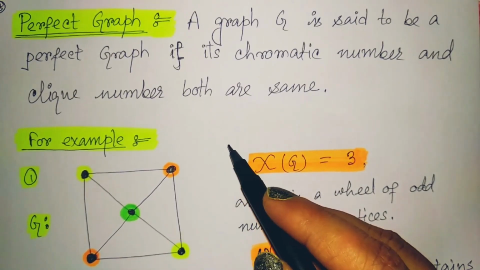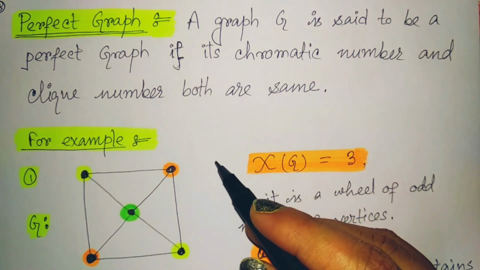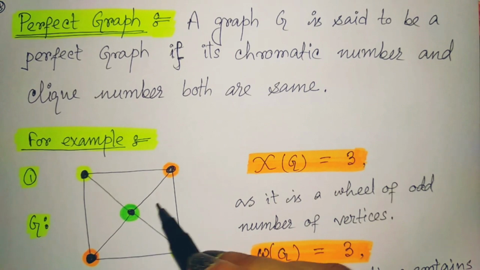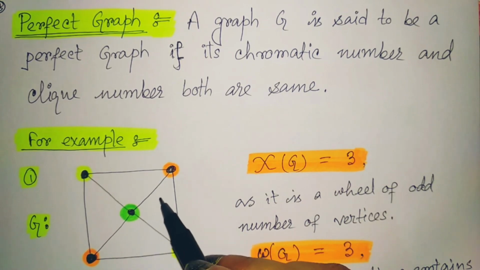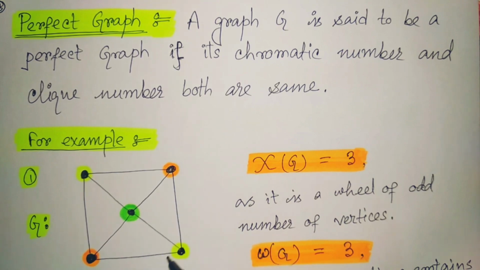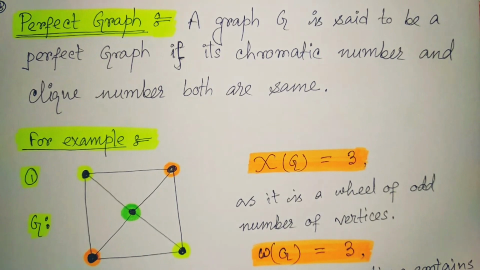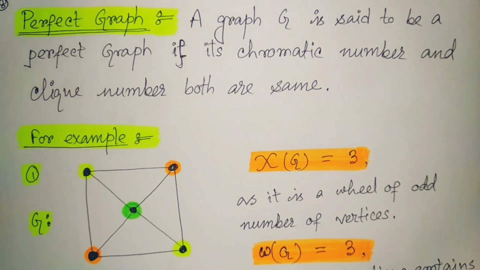Now, what is the clique number? That again we come to know. The clique number is found by deleting one or two or more vertices, such that what remains is a complete subgraph of the given graph. According to that, for a given graph, if the chromatic number and the clique number are both the same, then we can say the graph is a perfect graph. Otherwise, it is an imperfect graph.